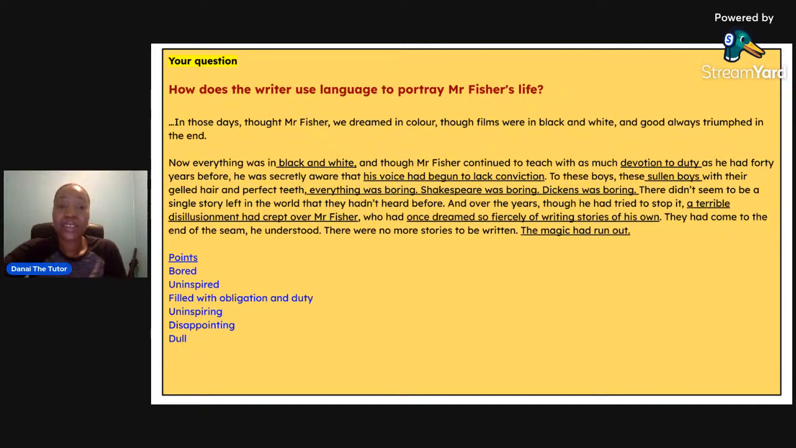Okay, so some of the things you may have underlined are that now everything was in black and white. A semantic field of imagination, dreamed stories, magic. Okay, so you've got the good, you've got that technique, semantic field of imagination. So what's that telling you about Mr. Fisher's life? So if you think about the question, what are those things telling you about Mr. Fisher's life?